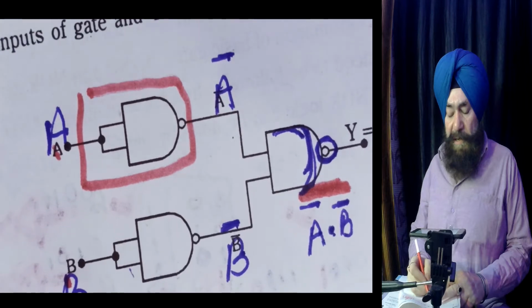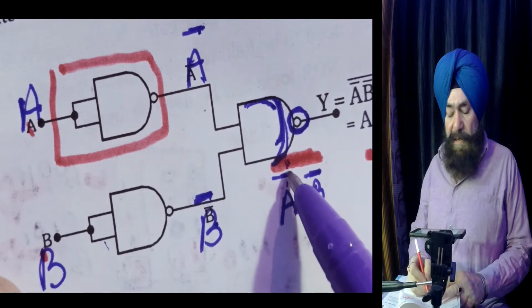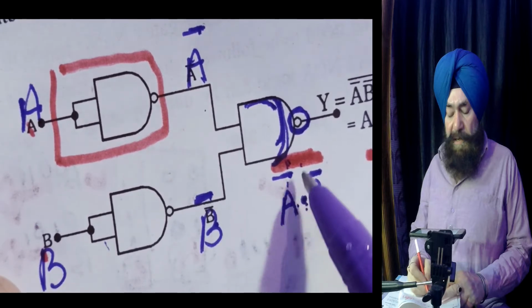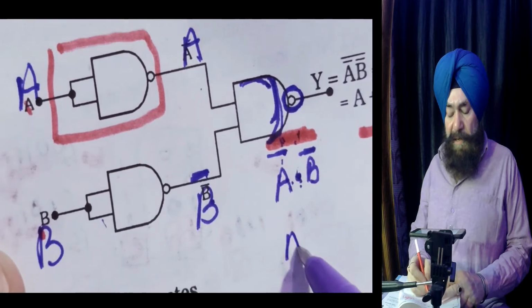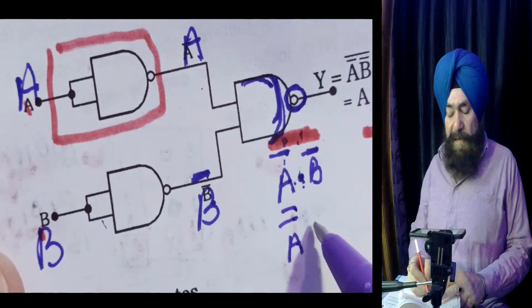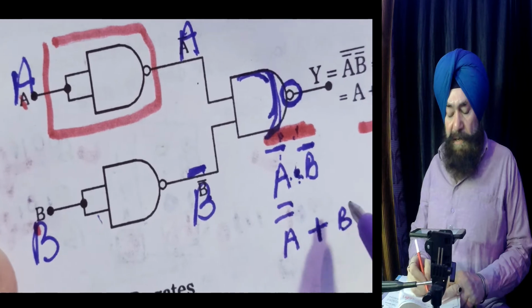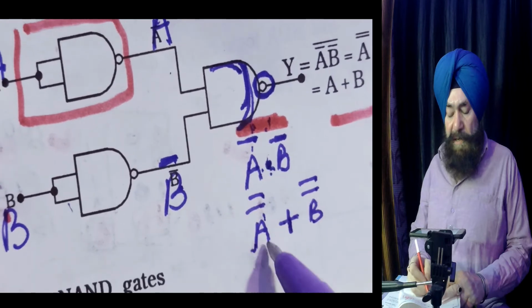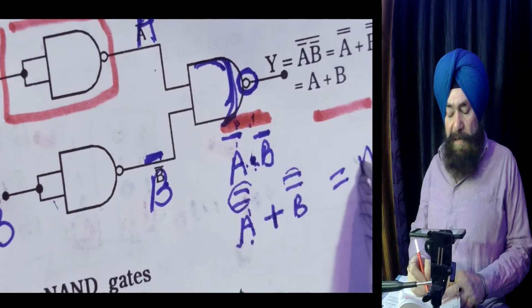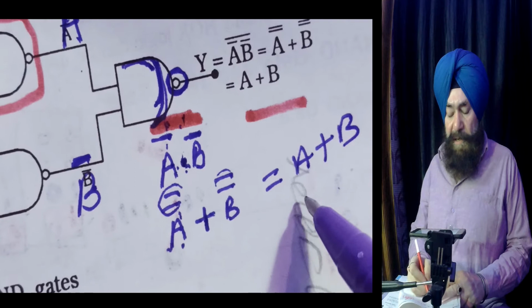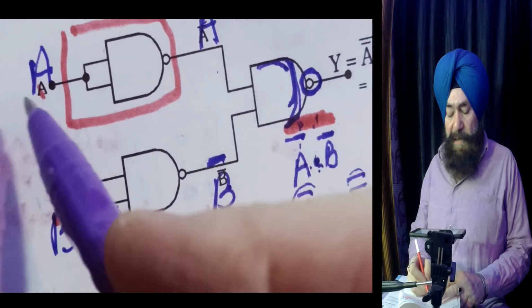Okay. Now according to digital identities, both are bars and there is a dot. Applying De Morgan's theorem, it becomes A double bar, and dot turns to plus, B double bar. A double bar cancels, B double bar cancels. So it is A plus B. Otherwise you can prove it with the help of the logic also. I am giving the hint.